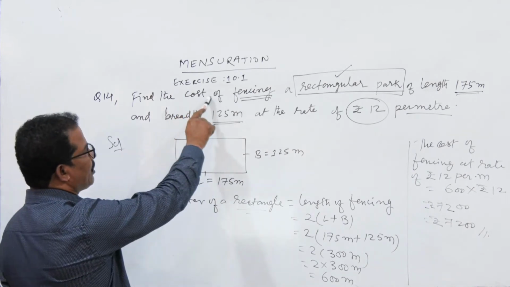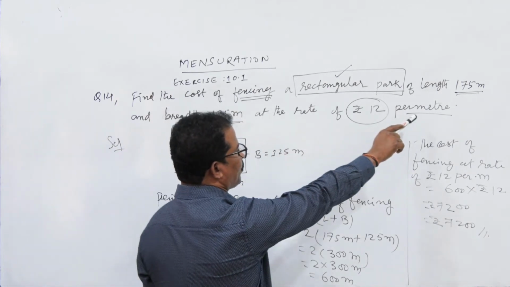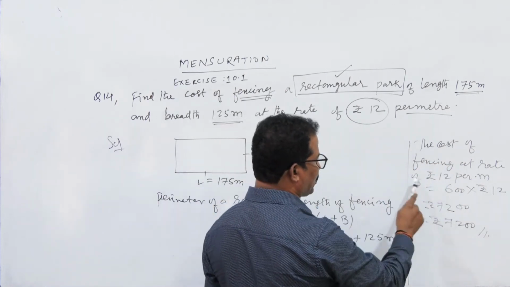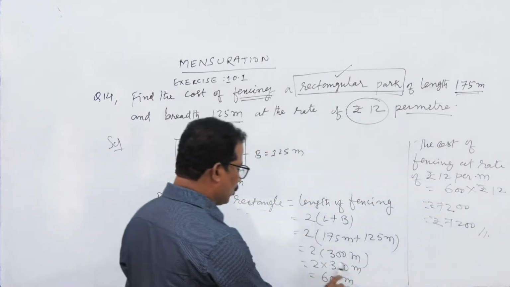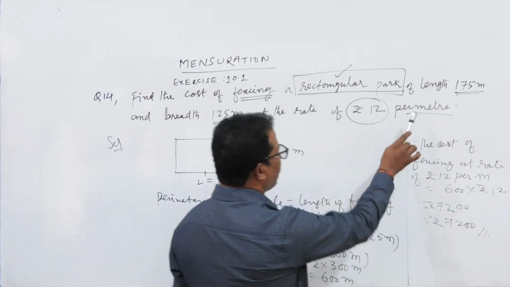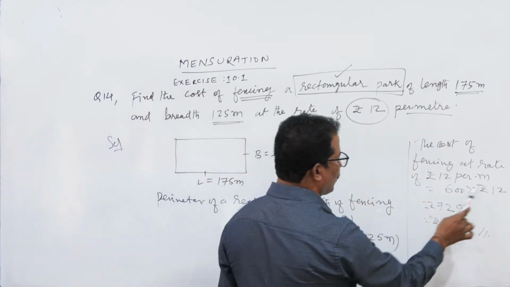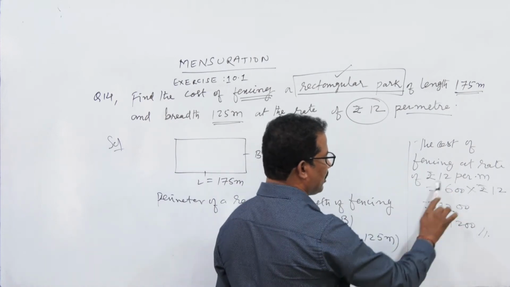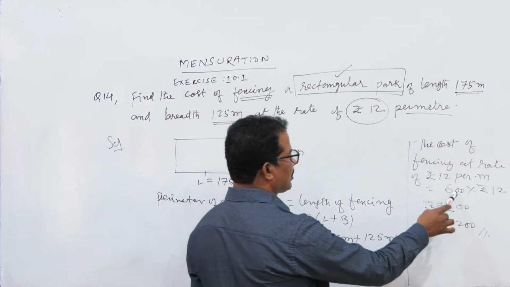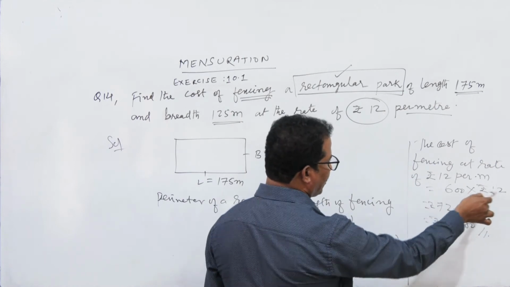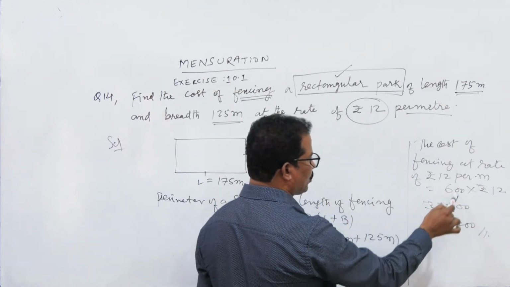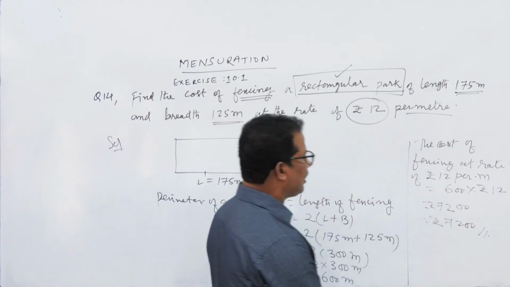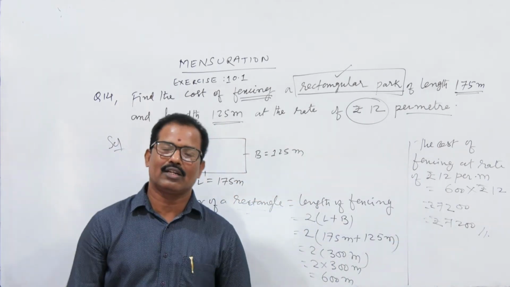Now we are going to find the cost of this fencing at the rate of rupees 12 per meter. That means the cost of fencing at the rate of rupees 12 per meter is equal to the total length multiplied with the per meter cost, that is 12 rupees. 12 6s are 72, then 2 zeros we can write here. This is a shortcut multiplication of 600 into 12. So the total cost we got here is 7,200. Understand all of you?